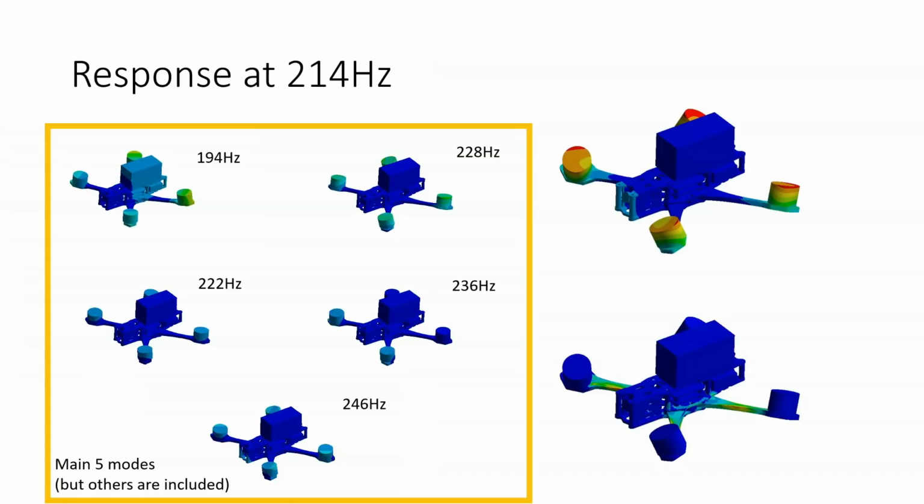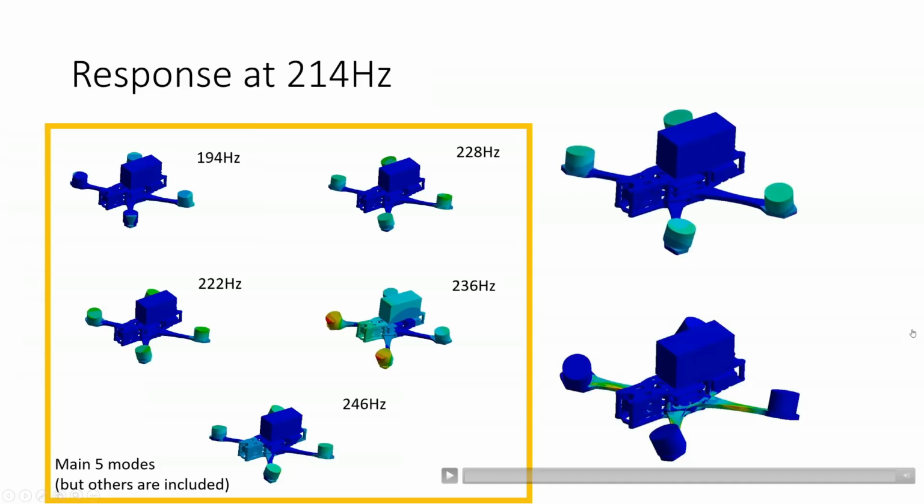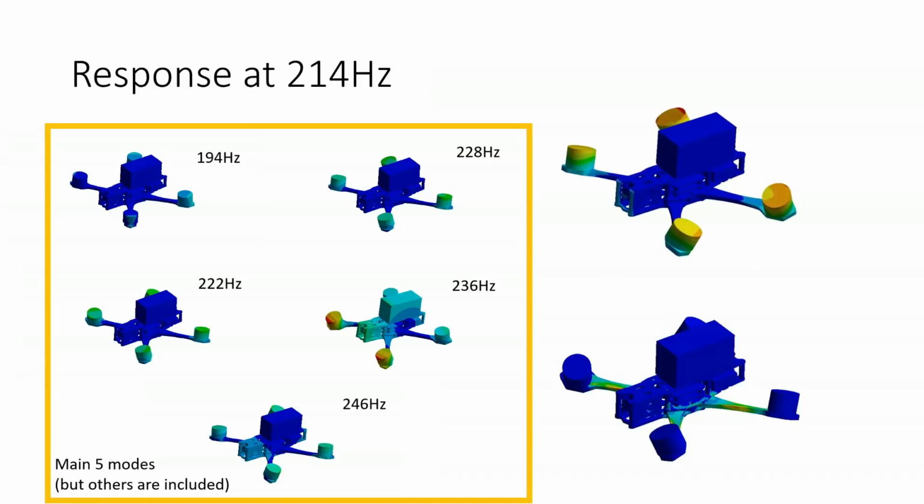And even though this frame is an excellent example of a traditional quadcopter frame design, it still has this particular behavior. If we now go over and look at the harmonic response, we can see that the harmonic response really looks a lot like the 222 Hz mode, with just a little bit of the other modes kind of mixed in. And that's quite typical of what we see with a harmonic response.